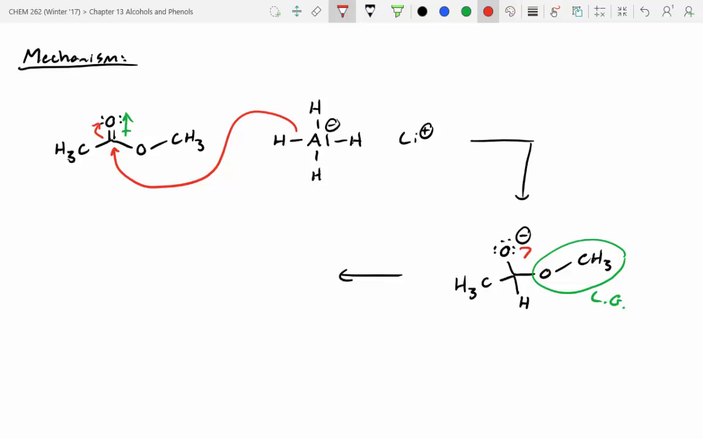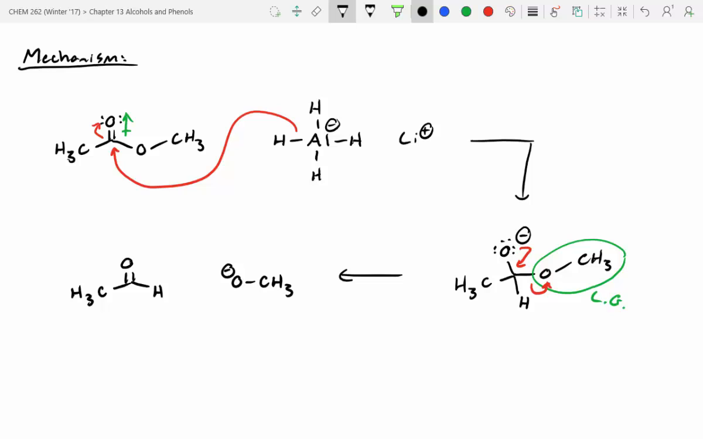We're going to kick these electrons down and just eject off this leaving group. It's not the world's greatest leaving group, but it's good enough. So in this case, let's take a look at our two products that we get out. We formed an aldehyde, and then we've formed an alkoxide over here. That seems reasonable in my opinion.